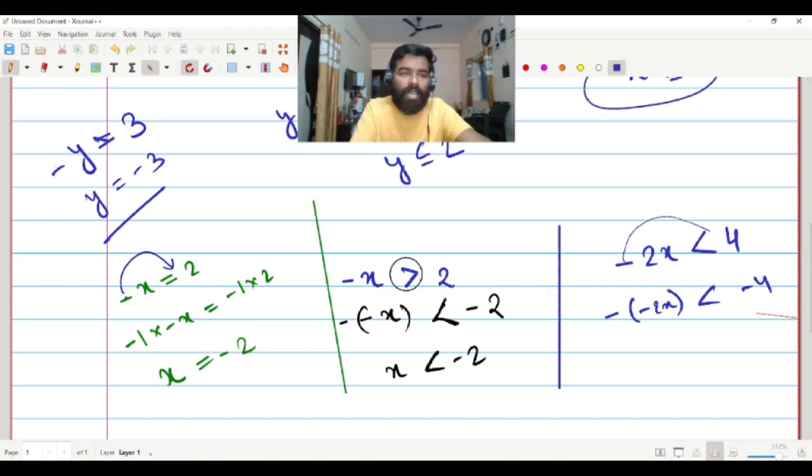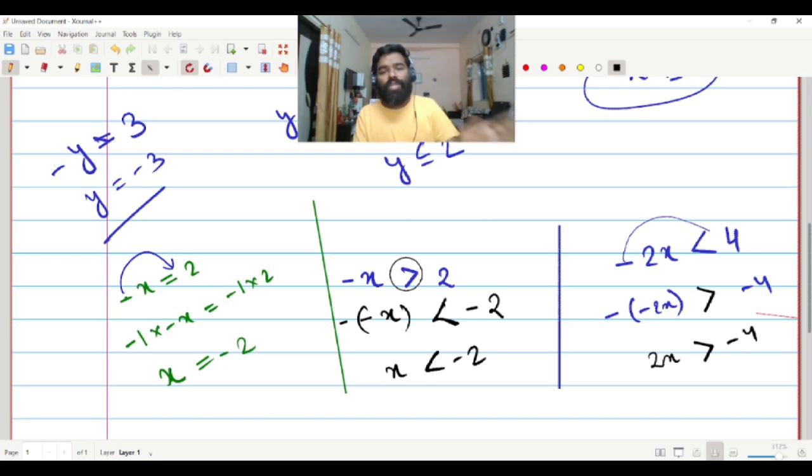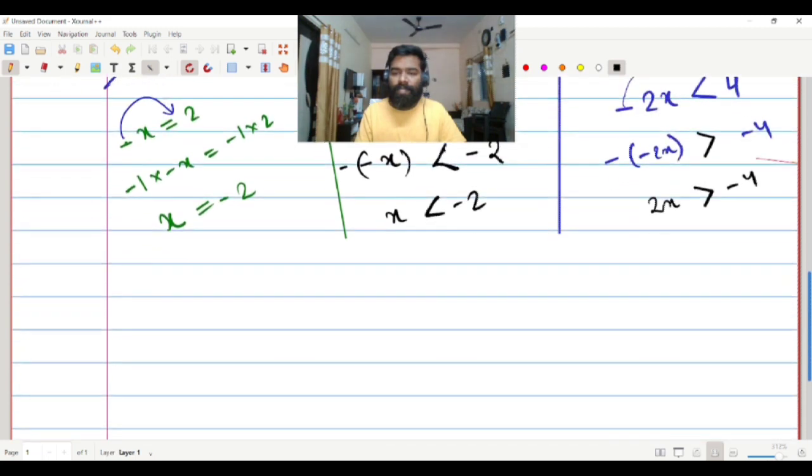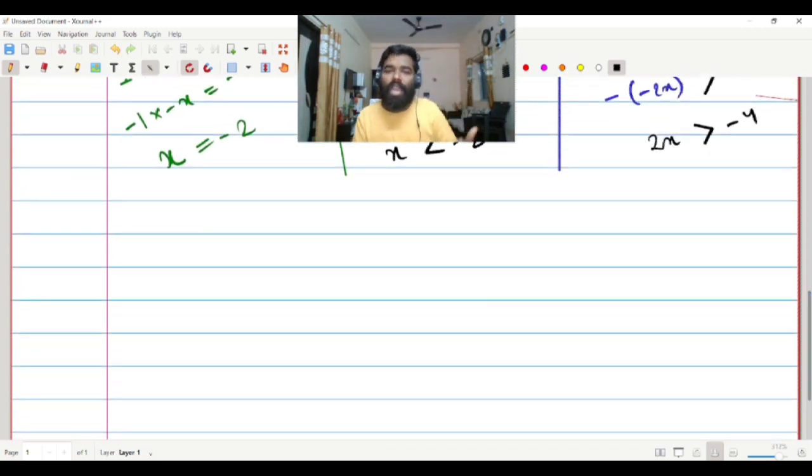I've done it, and the sign in between you need to turn. It will be turning to the left side, and this minus into minus becomes plus 2x, and this is minus 4. So this is so simple. If you are taking minus from one hand to the other hand, then you need to change the sign which is in between. I hope you understood.